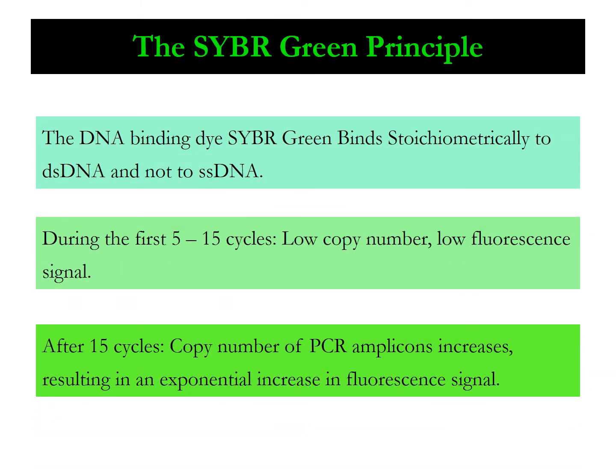The DNA binding dye SYBR green binds stoichiometrically to double-stranded DNA and not to single-stranded DNA. During the first 5 to 15 cycles of the polymerase chain reaction amplification, there is a low copy number of SYBR green molecules and a low fluorescence signal. However, after the 15th cycle, the copy number of the PCR amplicons increases with a corresponding increase in the fluorescence signal. This is termed the CT value or the threshold value.